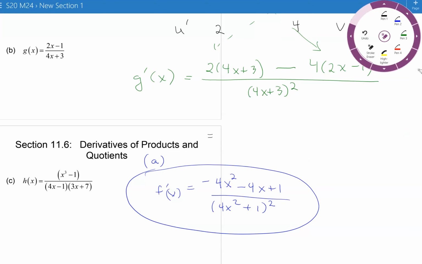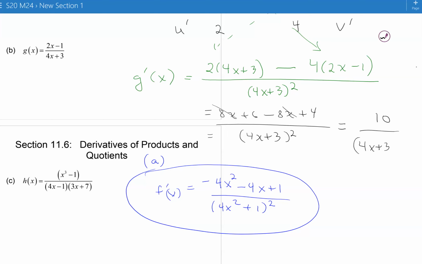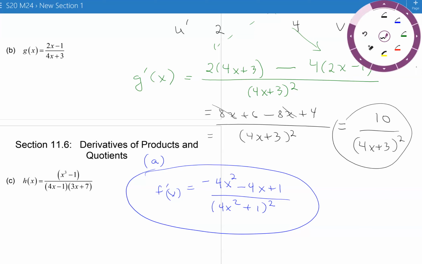Okay, so let's do our algebra and get 8x plus 6 minus 8x plus 4 over 4x plus 3 squared. And our 8x's are going to cancel and give us 10 over 4x plus 3 quantity squared. So that is our derivative.